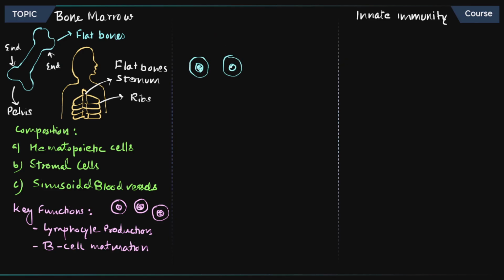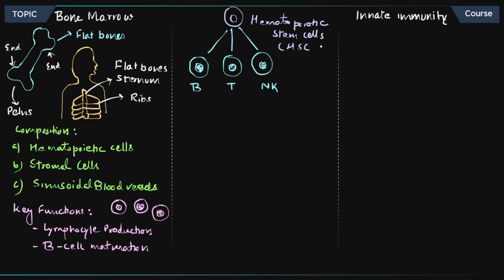Let me draw the different lymphocytes whose precursors are getting generated. For example, B cell, T cell, NK cells, their precursors are generated in the bone marrow only. And these precursors are known as HSCs, which is hematopoietic stem cells. In short, let me write it down, HSCs. And then from there, the development happens, right? B cell will be developed in bone marrow.